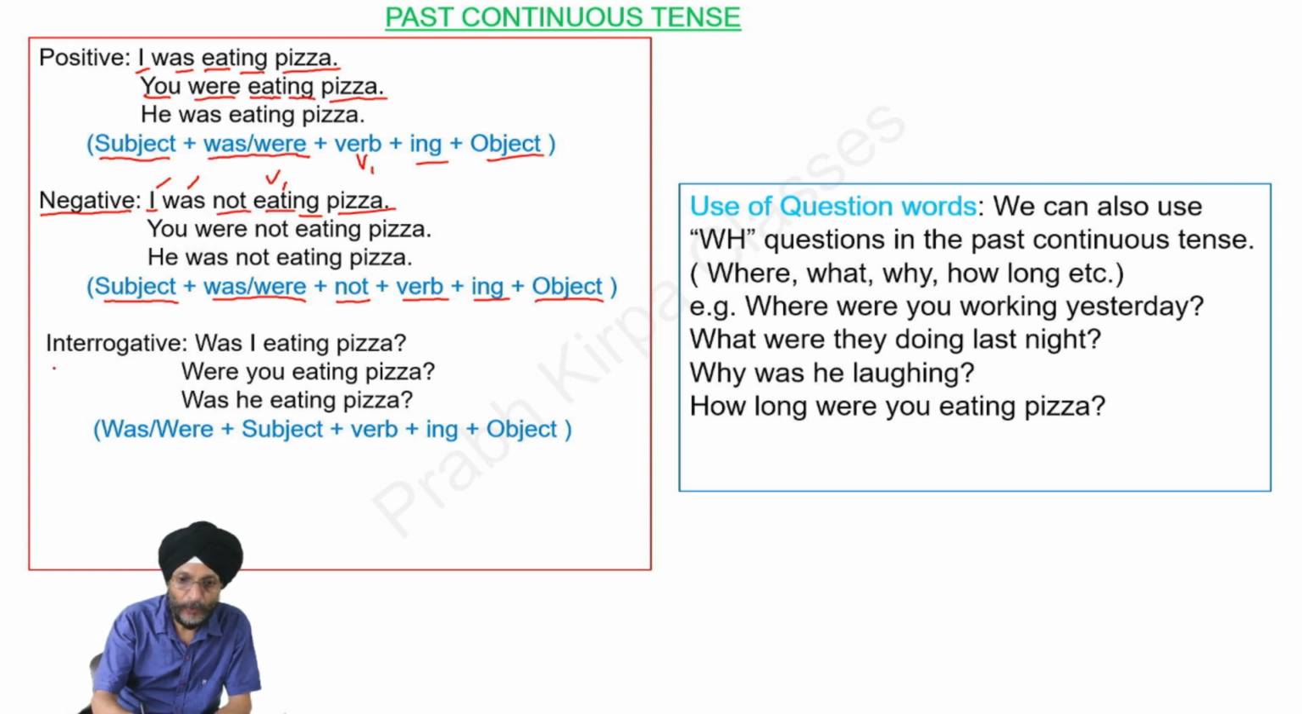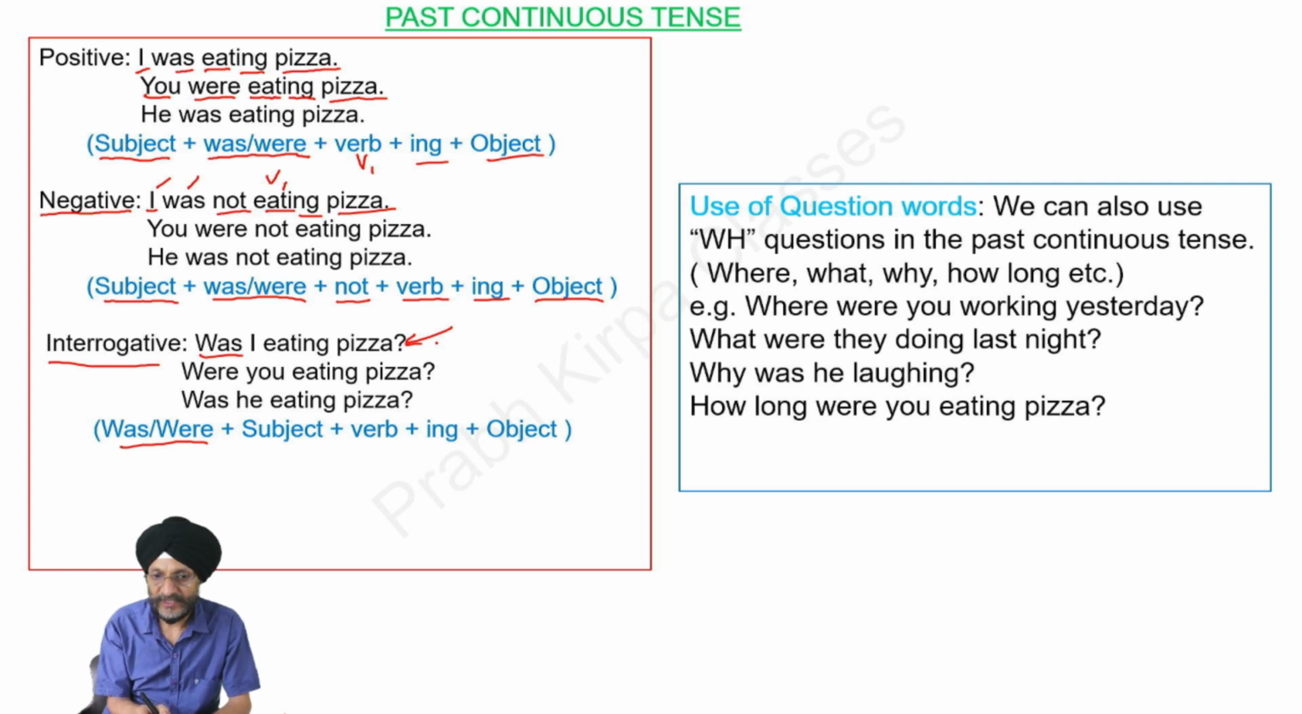When we talk about the interrogative form of the past continuous tense, we start the sentence with was or were, as is applicable. So here are a few examples. Was I eating pizza? Please don't forget to mark the question mark at the end of the sentence. Next, were you eating pizza?